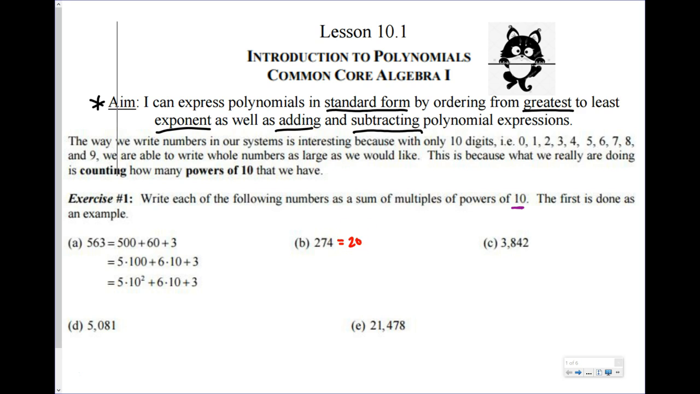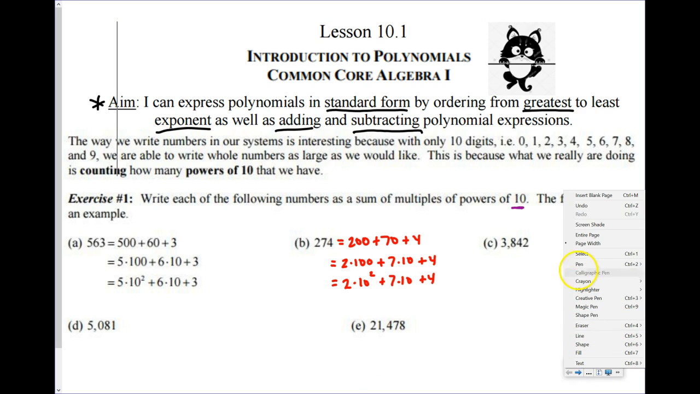274 is really the same thing as 200 plus 70 plus 4. 200 can be rewritten as 2 times 100, and 70 can be written as 7 times 10. Add on the 4. 100 we just saw is the same as saying 10 squared, and we can leave this. So we're looking at this idea of powers of 10. Okay? So simple number sense is what we're trying to do here.